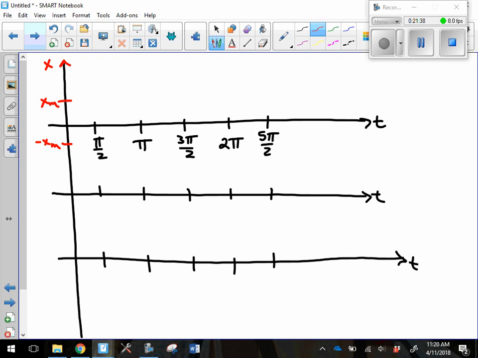Okay. So, we'll do it this way. If t is equal to 0, what's x of t going to be? Not 0. What's the cosine of 0? 1. It's going to be xm.